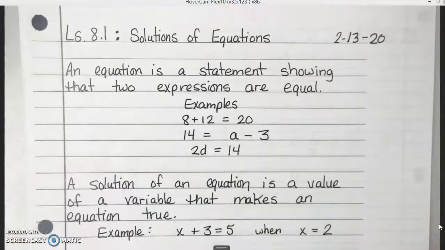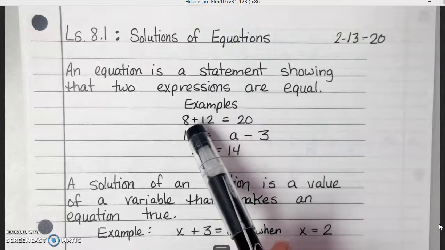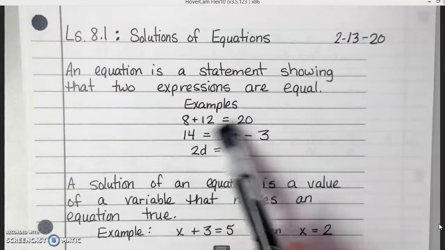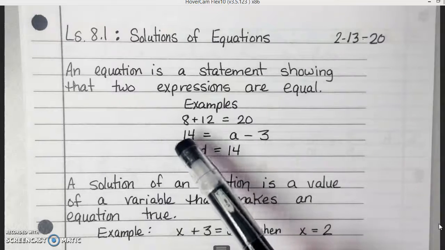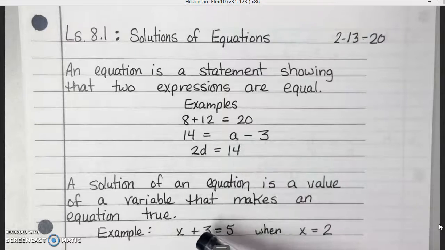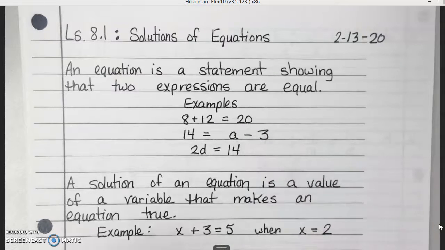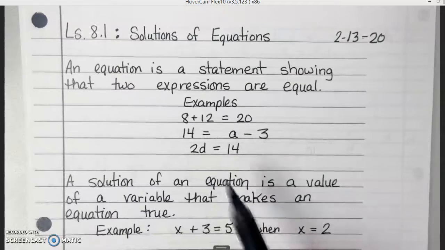So here's some examples. Notice that we have 8 plus 12 equals 20. We have the expression 8 plus 12, and we have the expression 20, and there's an equal sign between them showing that they're equal. So equations will have an equal sign. Then we have 14 equals a minus 3. So 14 is an expression, a minus 3 is an expression, and this is showing that they're equal. In this next equation, you have 2d equals 14. So you have the expression 2d, and you have the expression 14.